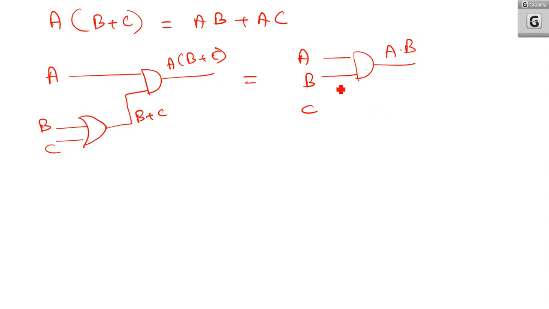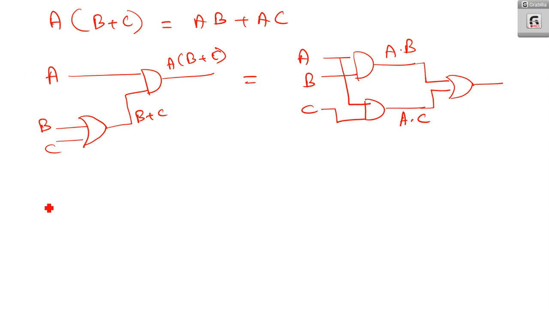Then the next one is A and C, and you should OR it. So that is the logic circuit for the first one.